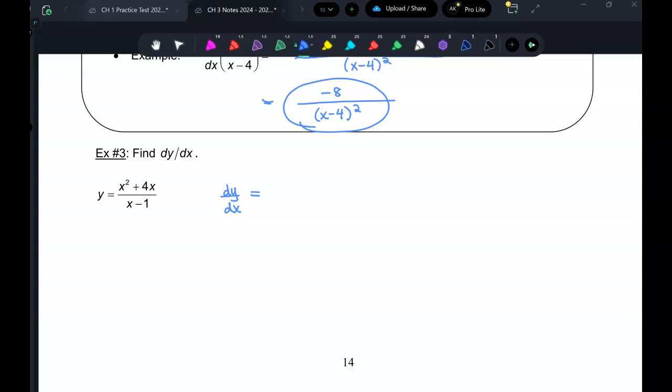Okay, here we go. Low D high. So low is x minus 1. D high, derivative of the top. Okay, so now derivative of x squared, so 2x plus 4. Take high D low, so the top, there we go. Take high D low, so that's just 1. Cross the line, square the low.